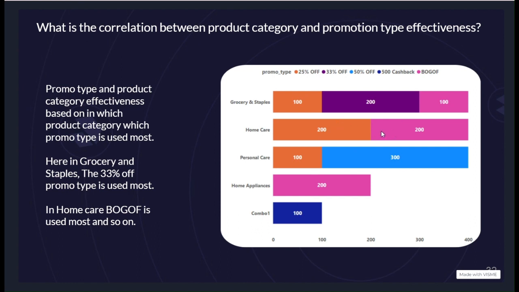25% are equal. And the personal care 300 is 50% off. Then that means in personal care 50% of promotion type used most, and then so on, you can see in this report. So this is called the effectiveness of product category and promotion type.